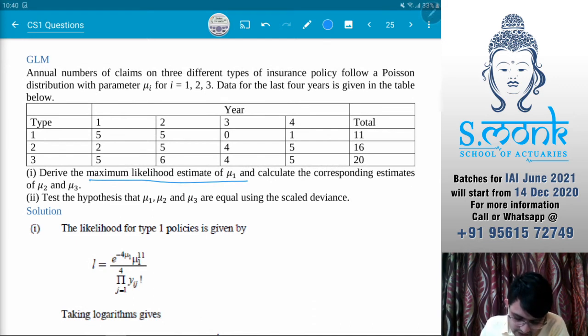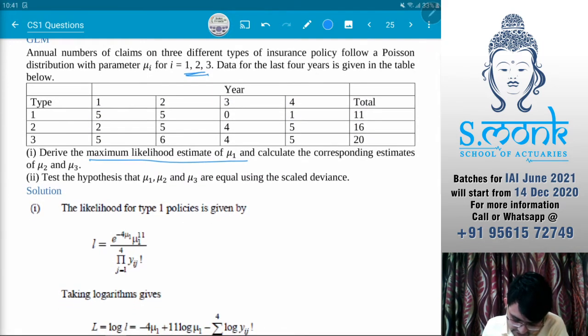The annual number of claims on 3 different types of insurance policy follow a Poisson distribution with parameter mu i, where i is 1 to 3. Data for the last 4 years is given in the table below. So we have type 1, type 2, type 3. These are the possible values. They have given us the total as well: total 11 values, 16 values, and so on.